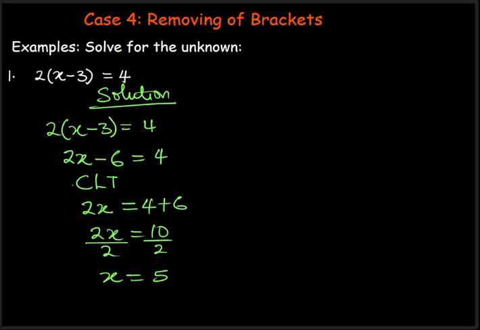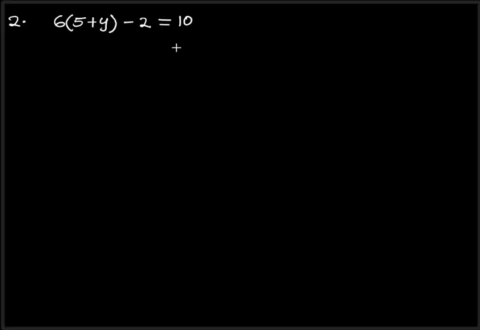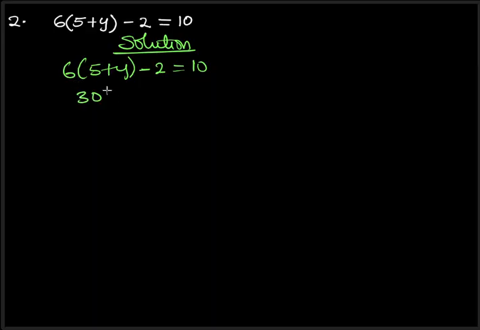And then we move down to number 2. Solution: this will give us 6(5 + y) - 2 = 10. What is multiplying the bracket is 6. So 6 times 5, 30, then plus 6 times y, 6y, then minus 2. Take note, 6 is not multiplying 2. It's only multiplying what's inside the bracket, and this is equal to 10.